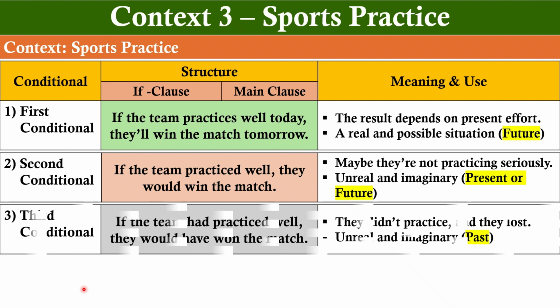Finally, look at the third conditional. If the team had practiced well, they would have won the match. Here, the match is already over. They didn't practice enough and they lost. We are now looking back at the past with regret, imagining a different result. What could have happened if they had worked harder? So this shows an unreal past and often expresses regret or reflection.